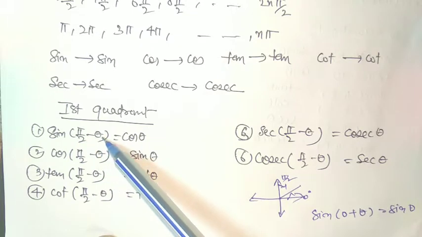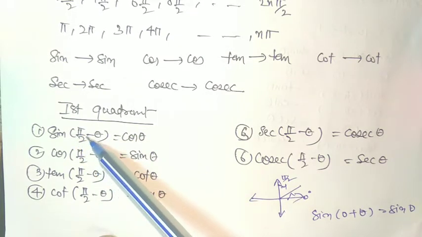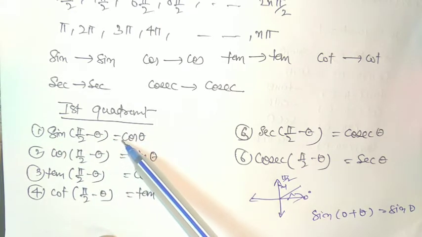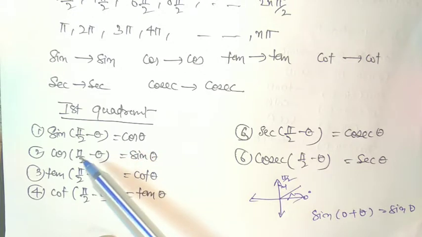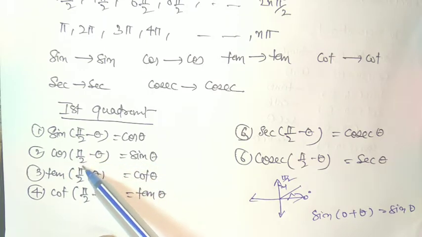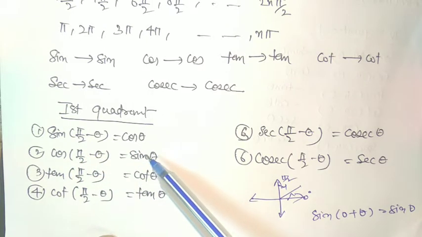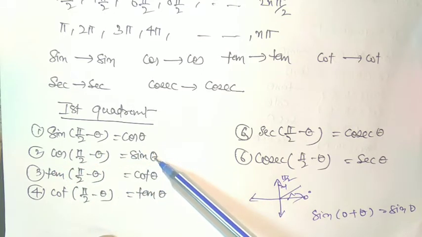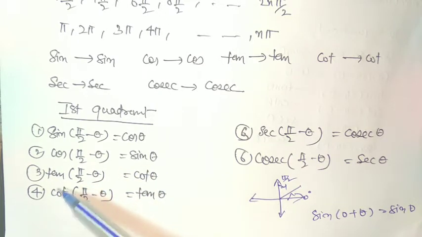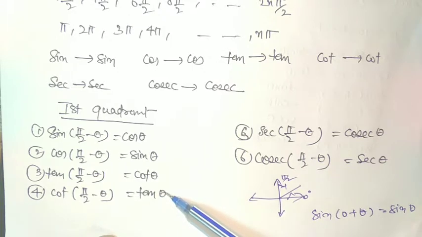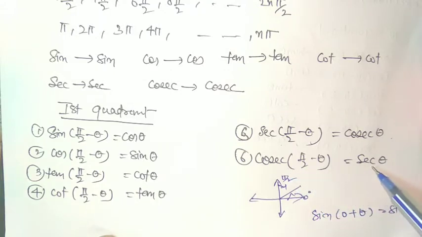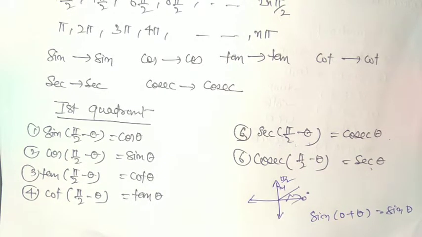So sine pi by 2 minus theta, since here it is an odd multiple of pi by 2, so sine will be converted to cos, and since sine is positive in first quadrant, so it is plus cos theta. Similarly, cos pi by 2 minus theta, so cos will be converted to sine since it is odd multiple of pi by 2, and cos is positive in first quadrant, so it is equal to sine theta. Tan pi by 2 minus theta is cot theta. Tan is also positive in first quadrant. Again, cot pi by 2 minus theta is tan theta. Cot is positive in first quadrant. Sec pi by 2 minus theta is cosec theta, and cosec pi by 2 minus theta is sec theta. This is the formula for first quadrant.